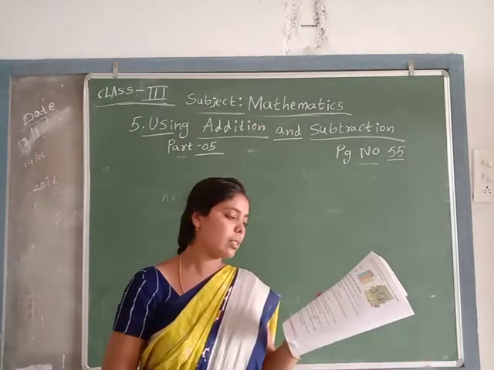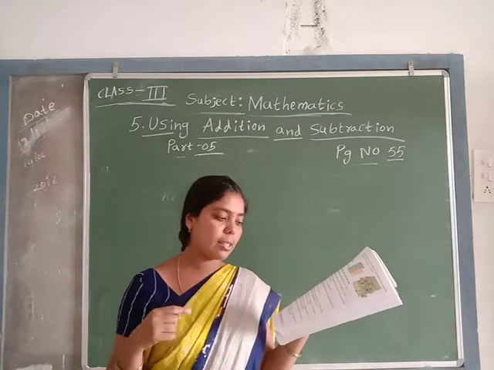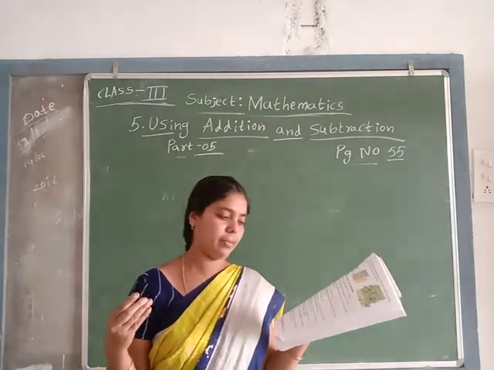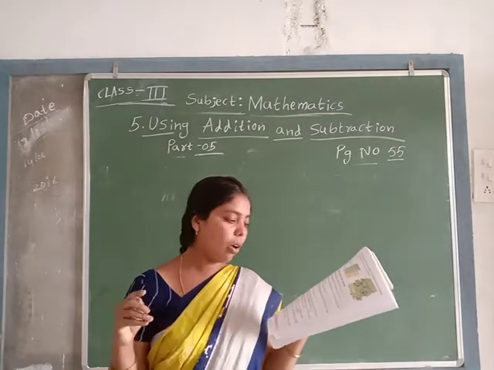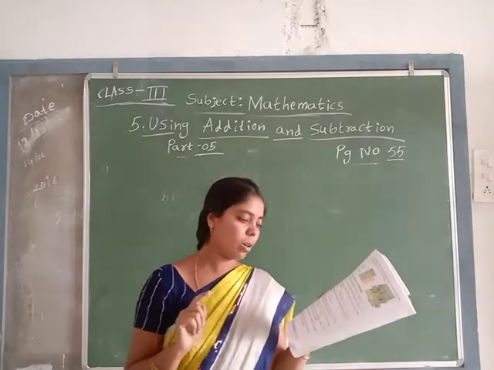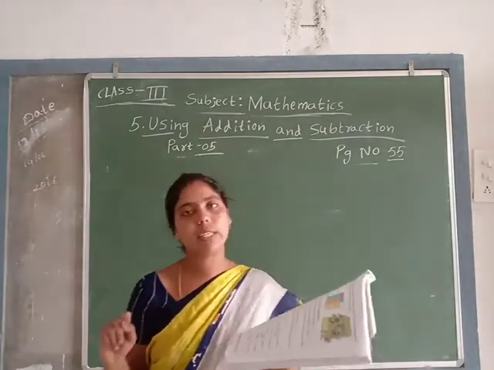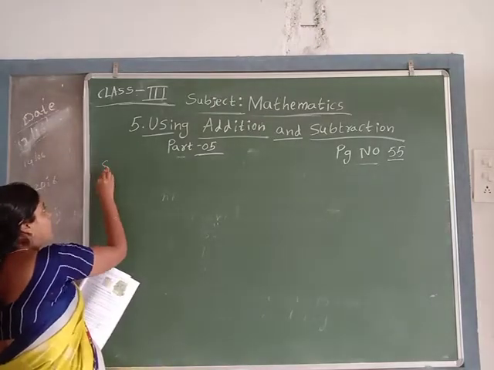Observe this. Rajesh has how many? 235. Mahesh has 26 toys more than Rajesh. So, how many toys does Mahesh have? So, now 235 plus 26. Okay, see here. This is the eighth question.